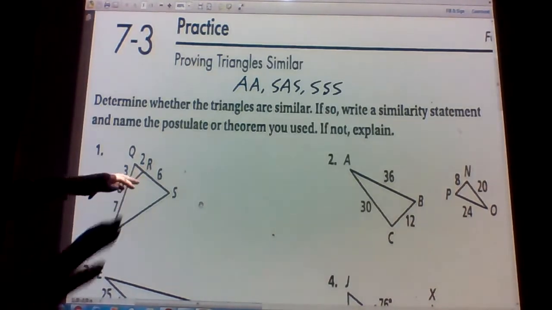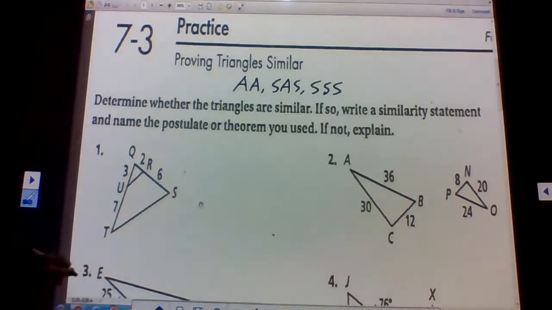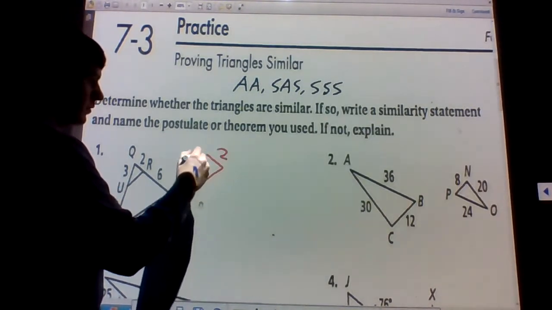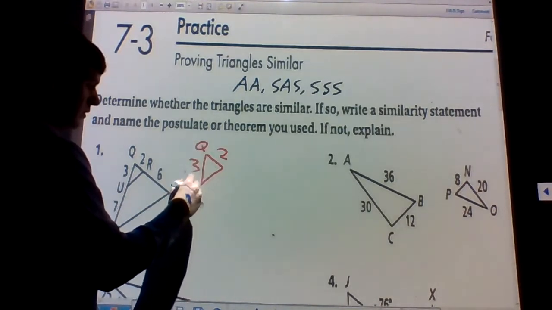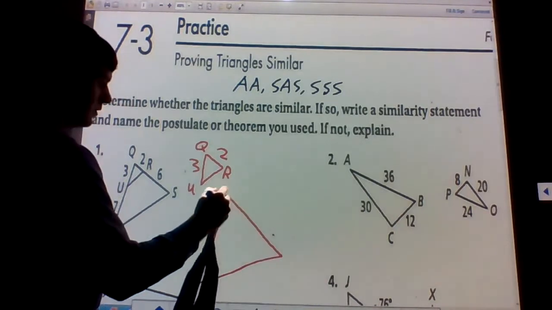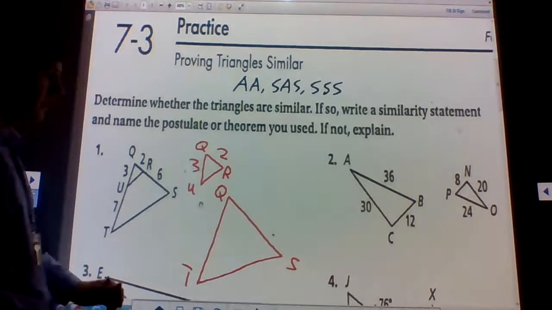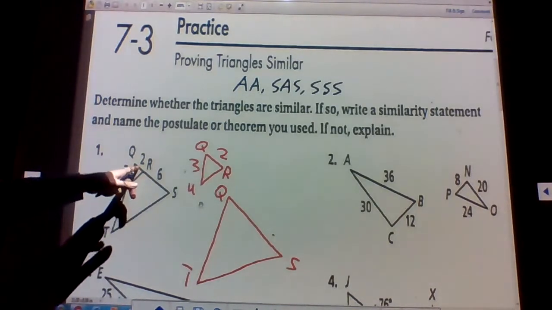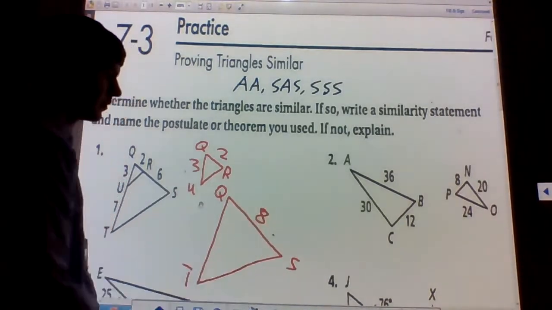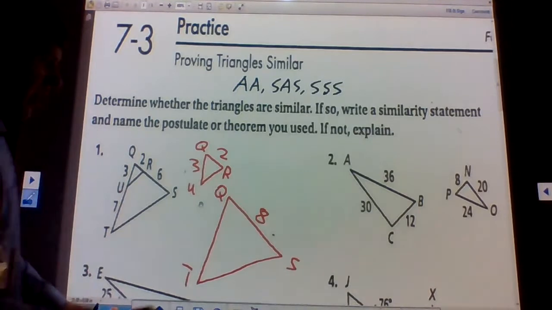So here, for this one it's probably easiest to draw out the two triangles separately. So let's do that. So we have QUR, and then the big one here is QTS. Okay, QR is 2 and RS is 6, so QS is going to be 8 units long. QU is 3, UT is 7, so the whole QT is 10.